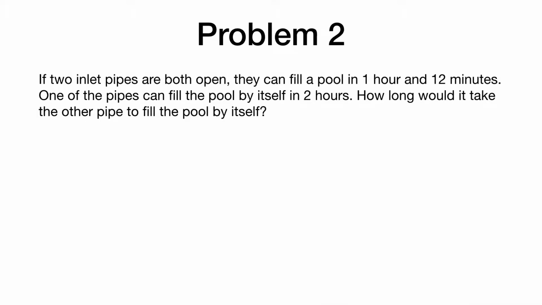All right, let's look at problem 2. Two inlet pipes are both open. They can fill a pool in an hour 12 minutes. Now, if one of them is closed, one of the pipes can fill it by itself in 2 hours. So how long would it take the other pipe? So let's start with the pipes individually. We have 1 over 2 hours plus 1 over who knows how many hours. And that's going to be the same as 1 over, we have minutes.